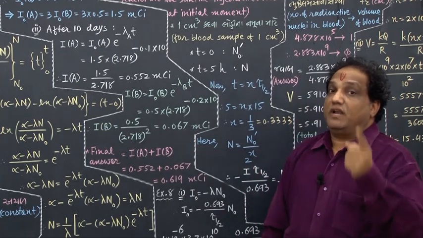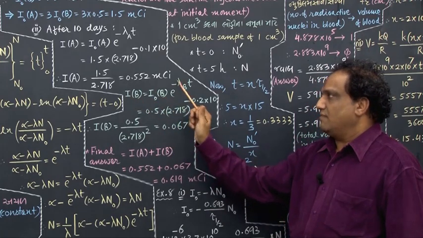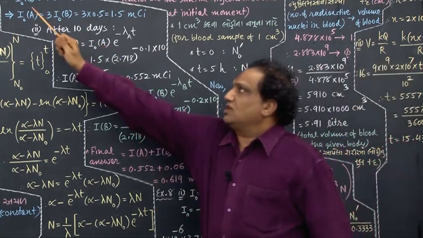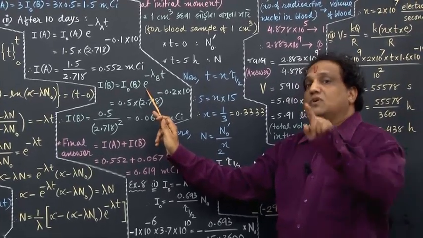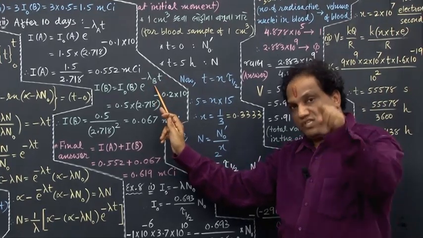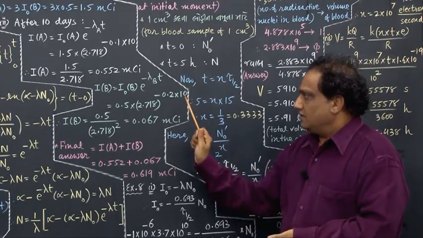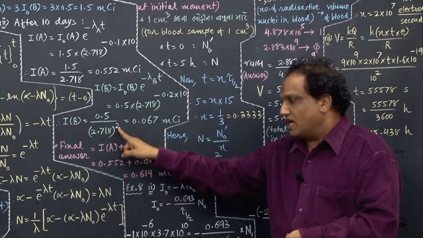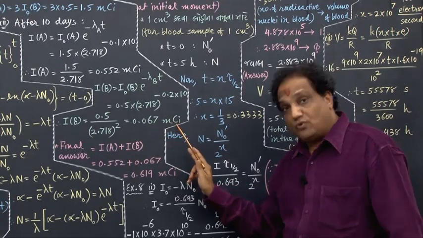What about the final activity of element B? Similarly, we can find out I of B equals I0 of B into e raised to minus lambda B into t according to the exponential law. Initial activity of element B is 0.5 millicurie, and into e. What is e? Base of natural logarithm, 2.718, whole raised to minus lambda B, the radioactive constant for element B, which is given as 0.2 day inverse, and this time is given as 10 days. This into this comes out to be minus 2. So this raised to minus 2, if you transfer in the denominator, will become this raised to plus 2. And now this upon this you can find out, the answer is 0.067, that many millicurie.